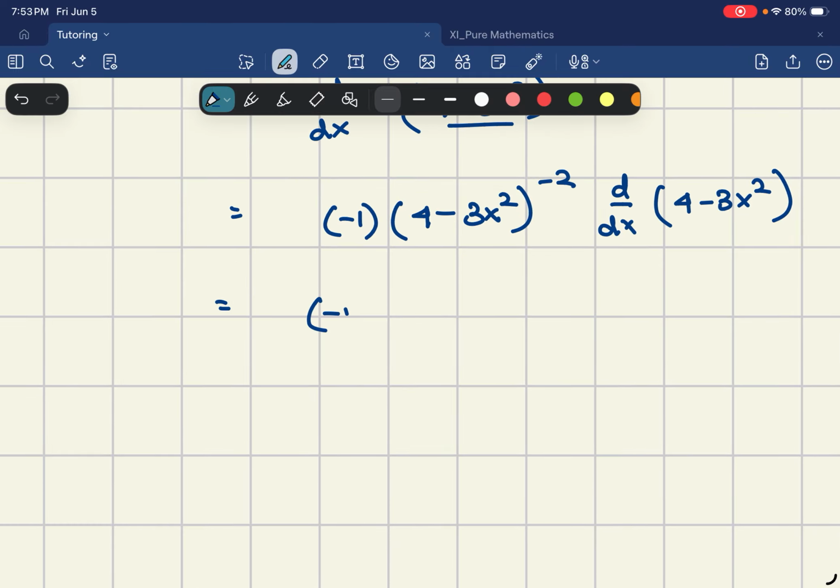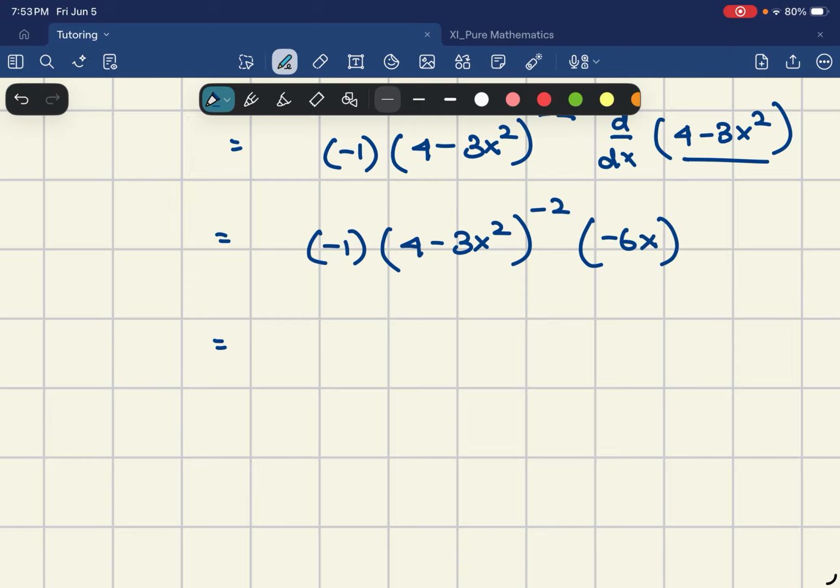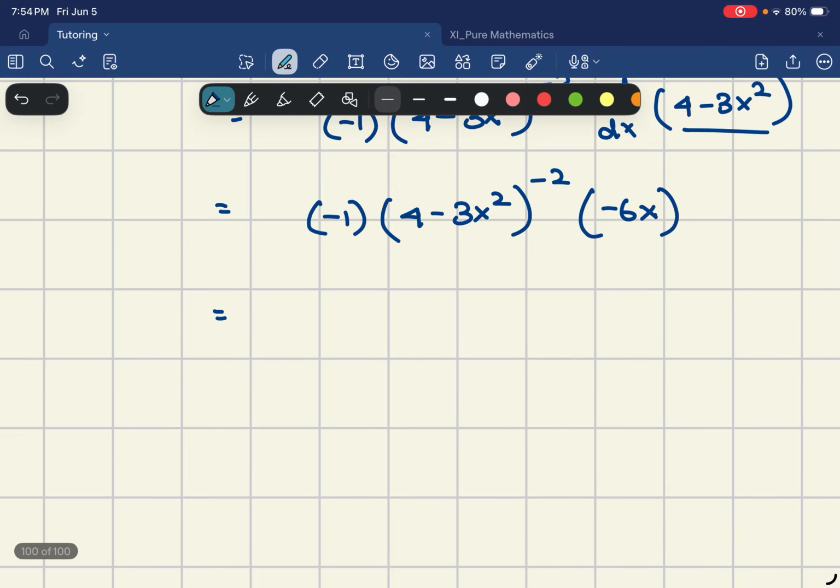And when you do so, to the power -2, you are going to get -6x, right? If you differentiate this part, you are going to get -6x. And I encourage you to either watch the videos on differentiation or review, but this is the answer you're going to get.